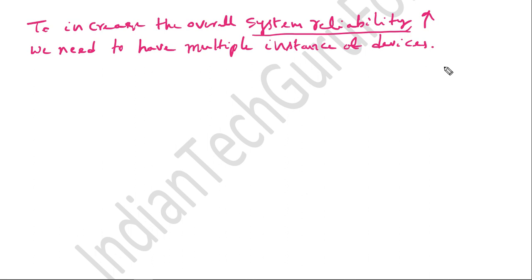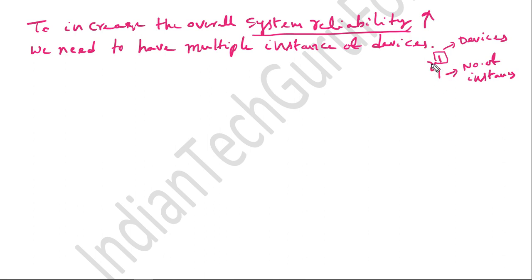So here, how are we going to represent the reliability? There is a convention for representing the reliability. To represent the reliability of device 1, the symbolic representation is R power 1. This 1 represents the first device. And we may have the suffix 1 also. The suffix 1 represents the number of instances.